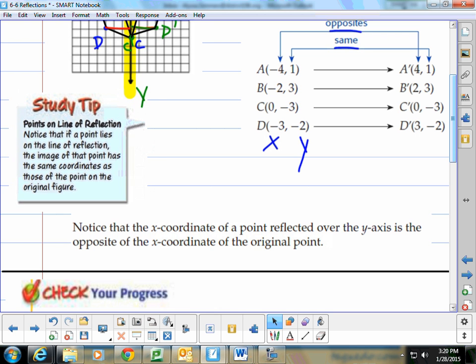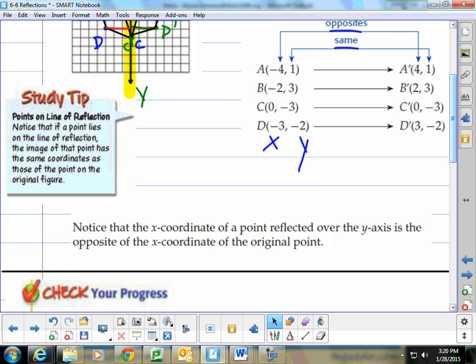One little study tip before we move on: notice that if a point lies on the line of reflection, the image of that point has the same coordinates. So that was just what we noticed on C and C prime. There was no change. It stayed.